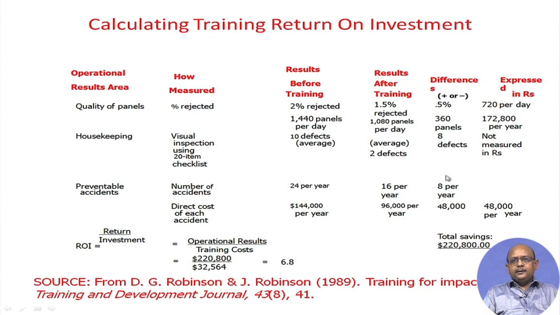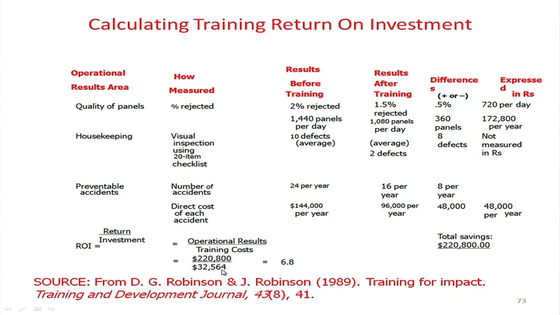So, here you will find there has been significant improvement, and these are the savings in terms of man days, money and other kinds of things, right. So, this has to be quantified. Here you look at it, the total savings have been quantified, and this total saving is divided by the cost, right.